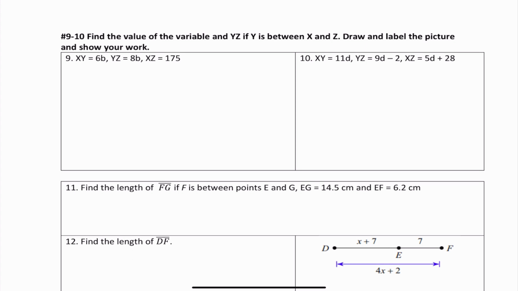All right, here we go. This is the second page of the first test review. Let's take a look at number 9 and 10. Find the value of the variable and yz if y is between x and z. Draw and label the picture and show your work.